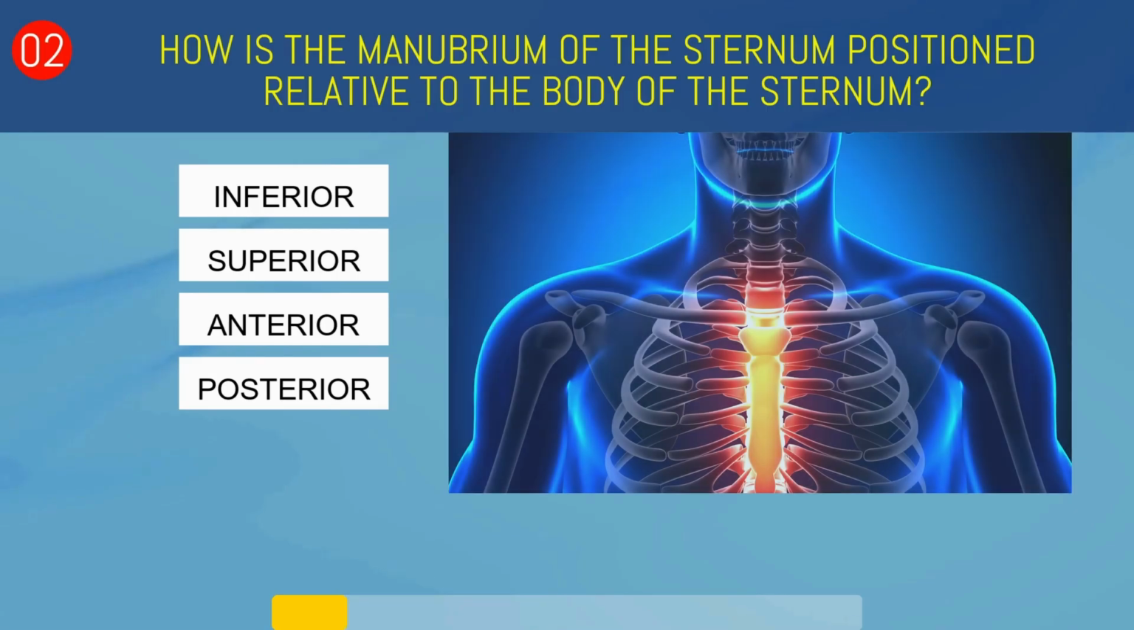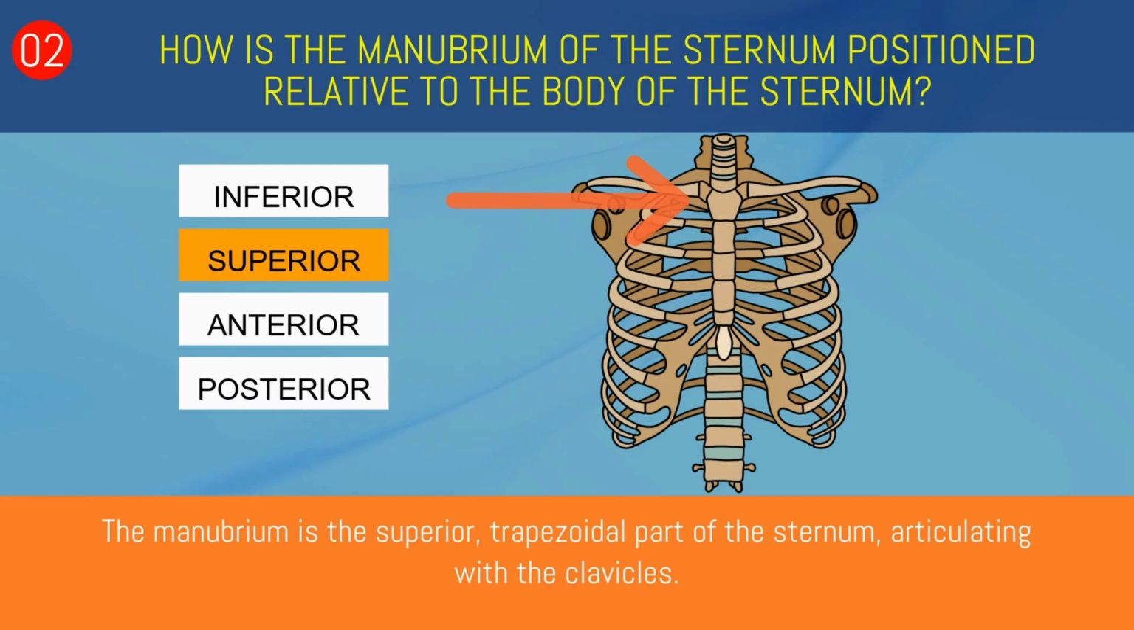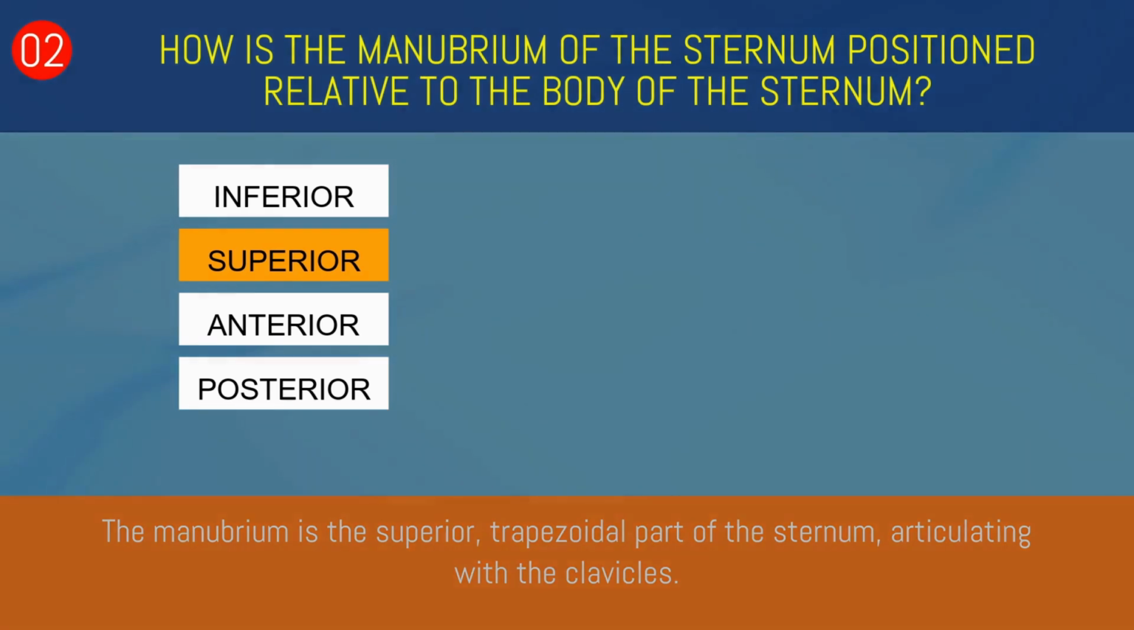How is the manubrium of the sternum positioned relative to the body of the sternum? Inferior, superior, anterior, or posterior? Superior. The manubrium is the superior trapezoidal part of the sternum, articulating with the clavicles.